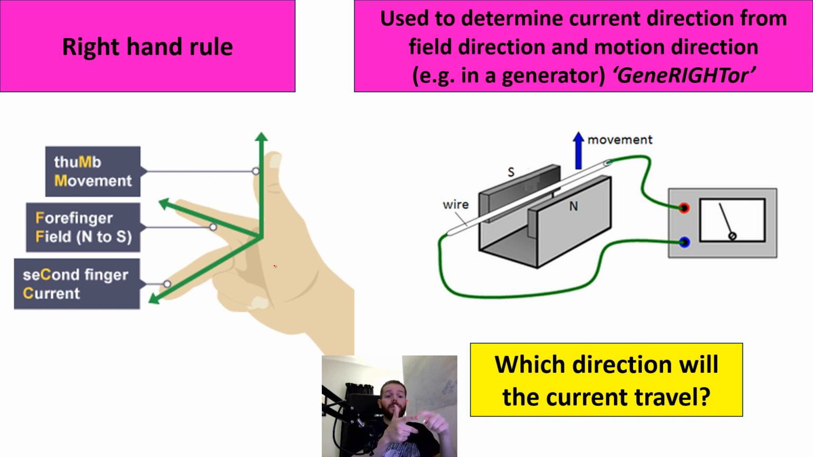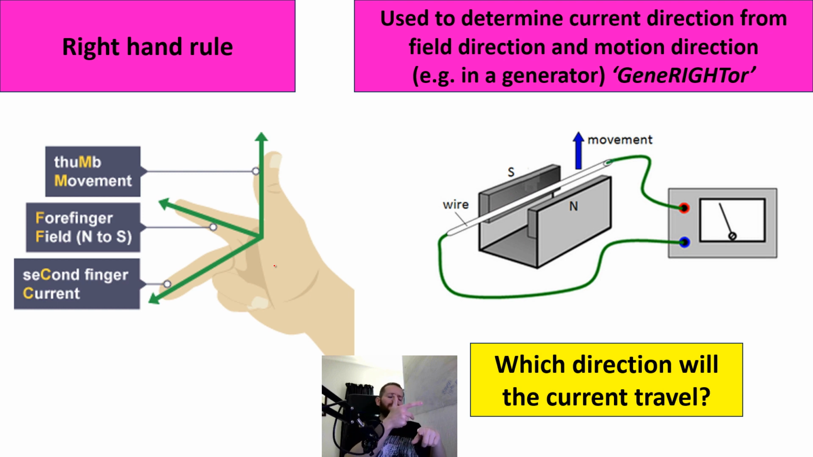So my first thing I'm going to do is, I always go for the field first. It makes no difference, but I do. So my first finger is pointing in the direction of the field from north to south. Okay, I've got that lined up. Right, I've got my thumb pointing up in the air, and would you look at that? The movement of the wire is up anyway. So the person doing this has moved the wire up through the magnetic field, and my thumb's pointing up, so that's already aligned. So thumb's pointing up, first finger's pointing in the direction of the field. Which way is my finger pointing?